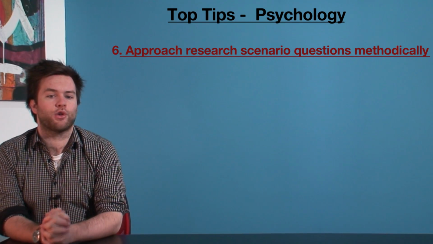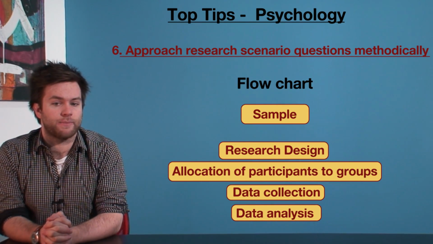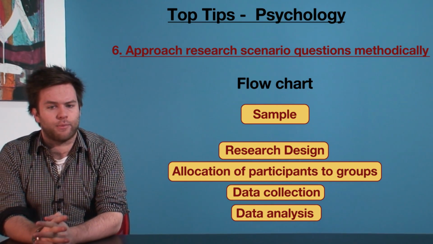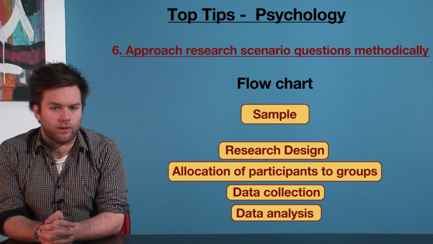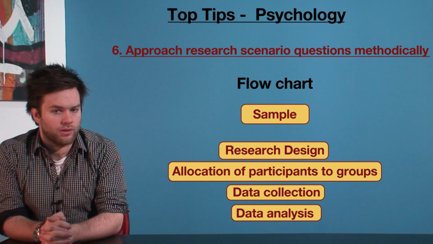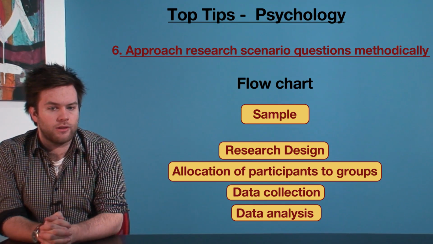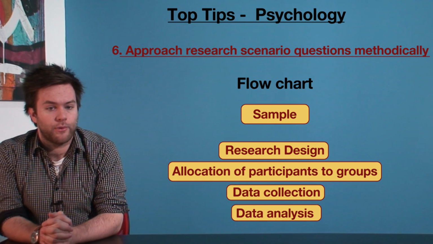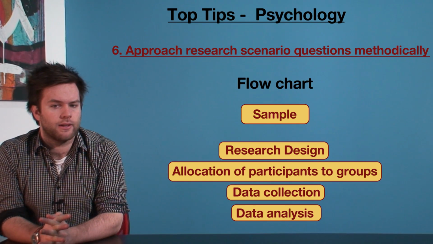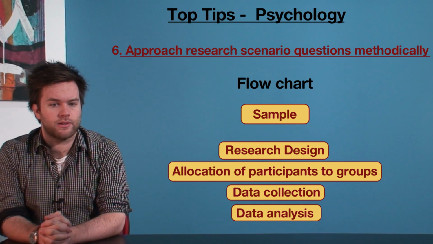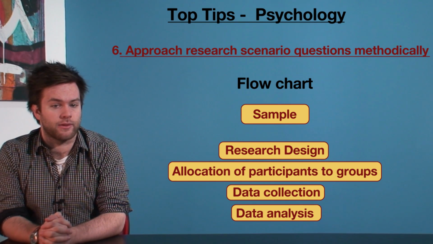A good idea would be to create a flowchart considering different aspects of the experiment. For example, you would first examine the sample and ask yourself, was it a random sample? Was it representative of the population and not a convenience sample? Was the sample randomly assigned? If the answer is yes to all these questions, then the sampling method appears to be sound.